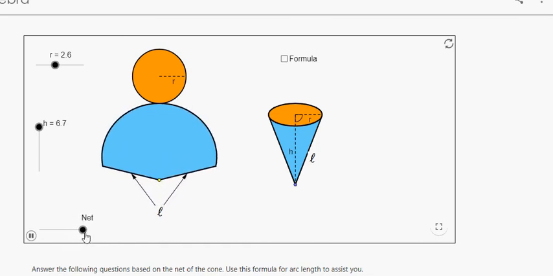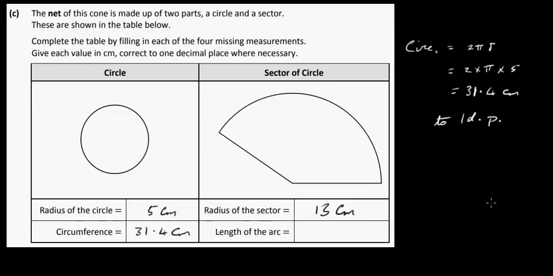And there you go, you can see it there. So we just want the length of the arc here. Okay, so the length of our particular arc was 31.4. So that goes in here. And that's it really for question 3.